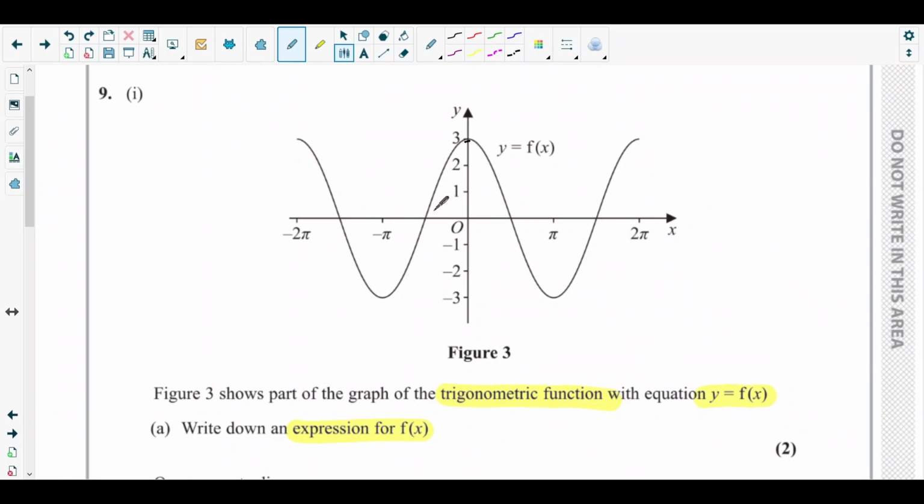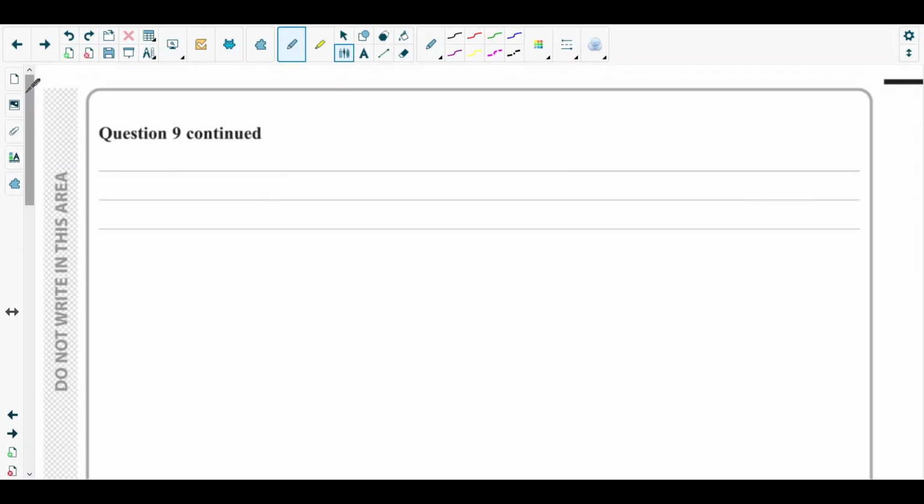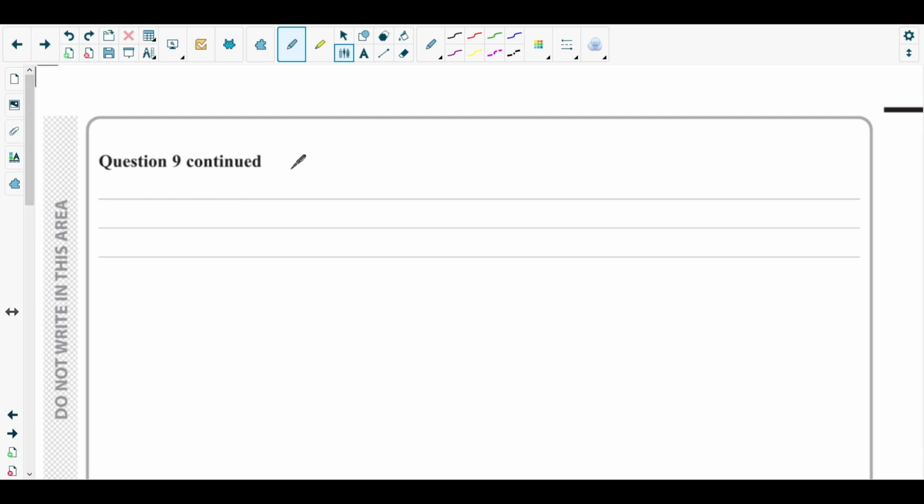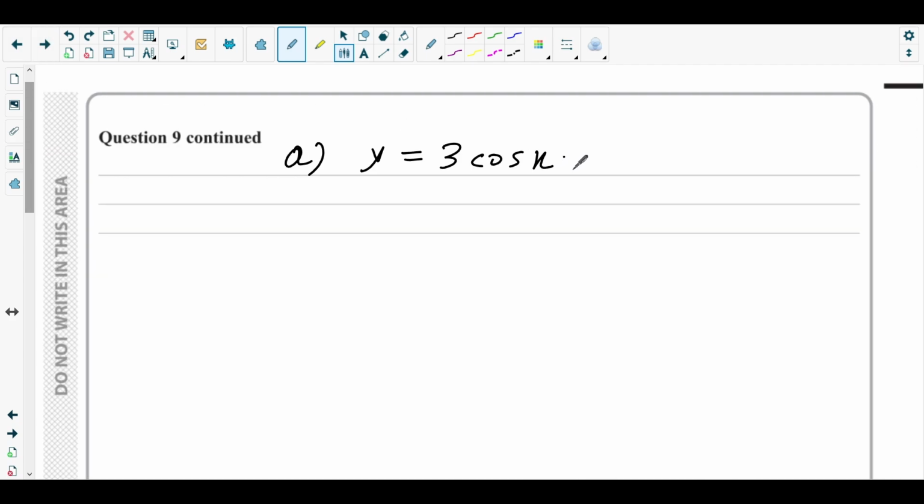So we know that cos 0 radian is 1. So 1 times 3, if you multiply 1 with 3, you will get the y coordinate 3. So this is basically the graph of cos theta definitely, but it is transformed. It is vertically stretched by scale factor 3. So for part A, this is the graph of y equals 3 cos x, f of x, so 3 cos x. That's it.